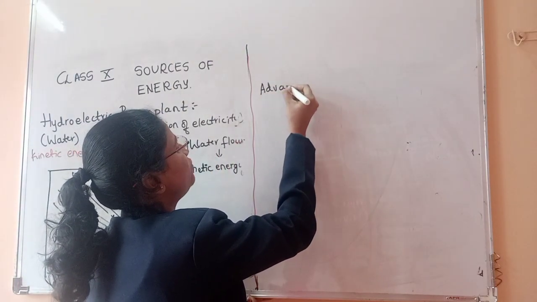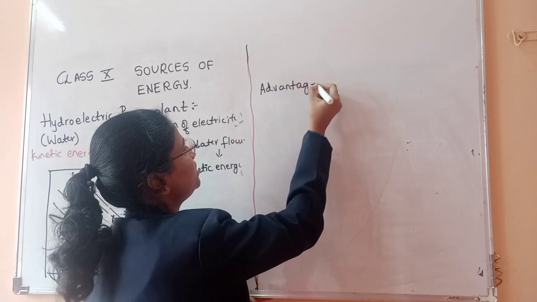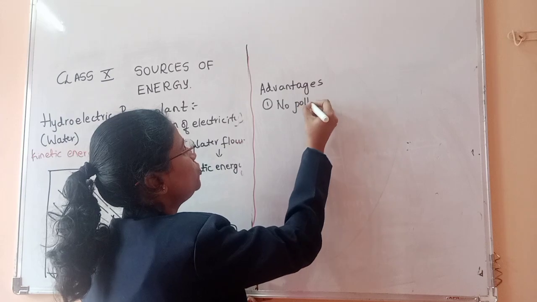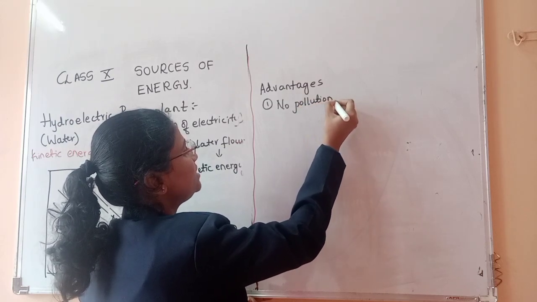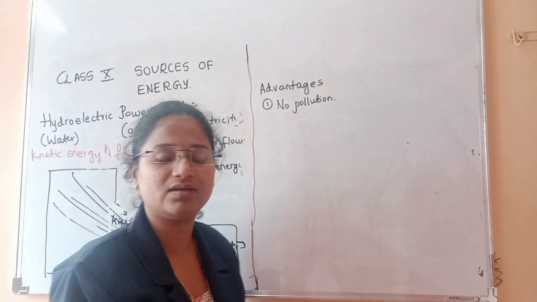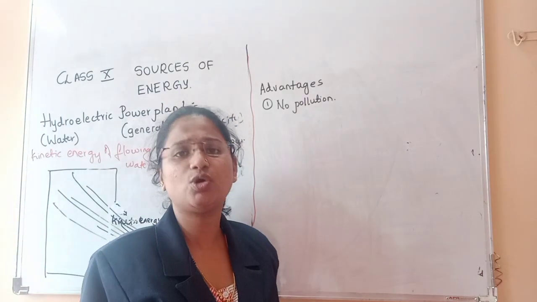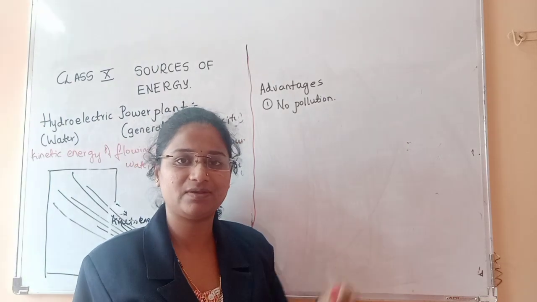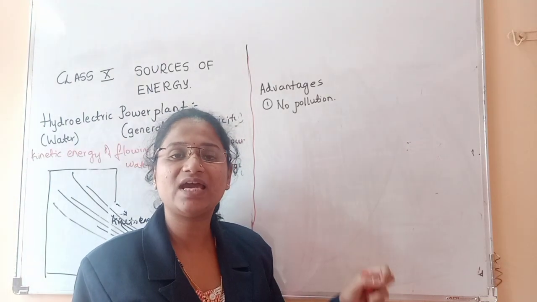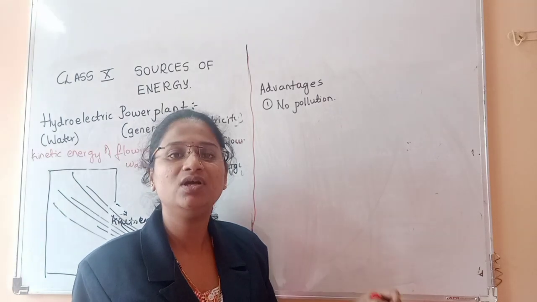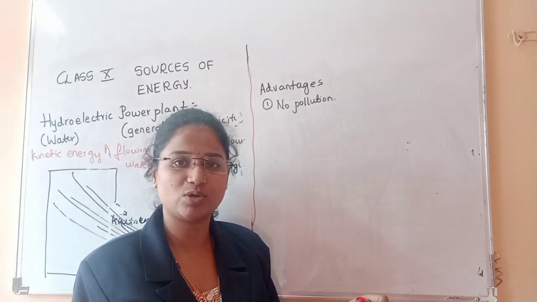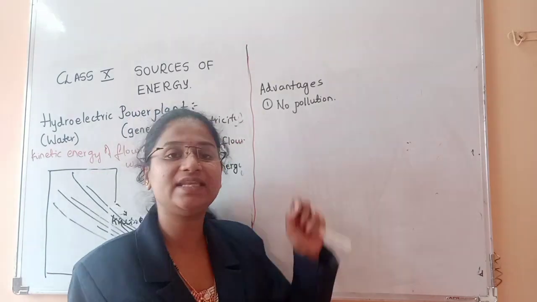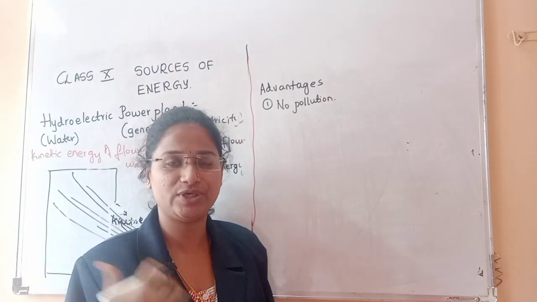The first and foremost advantage is no pollution. As you can see, we are using the property or characteristic of flowing water as an energy to rotate the turbine. There is no release of smoke or gases as in a thermal power plant. In a thermal power plant, we are burning the coal, which releases smoke into the atmosphere and causes a certain amount of air pollution. But here you can't see any pollution, as we are using flowing water.